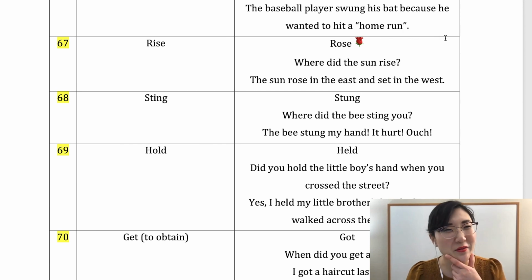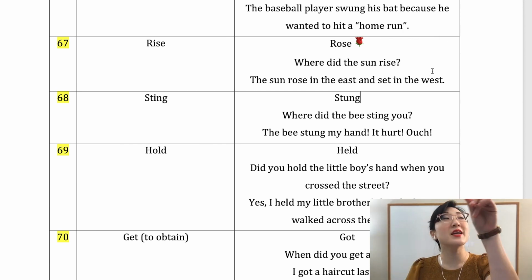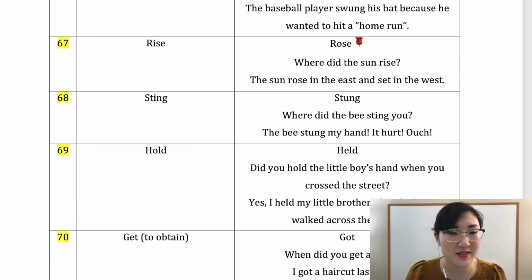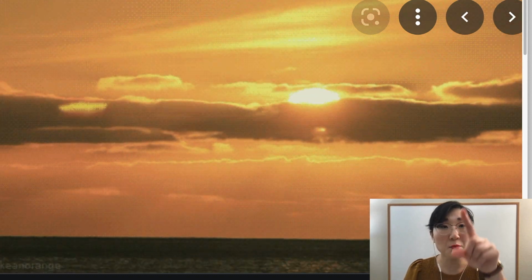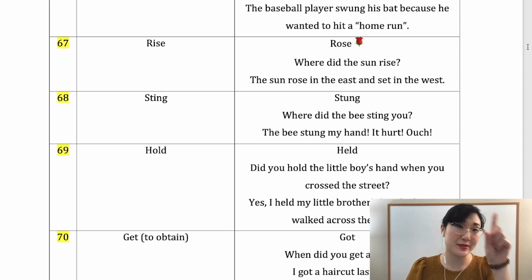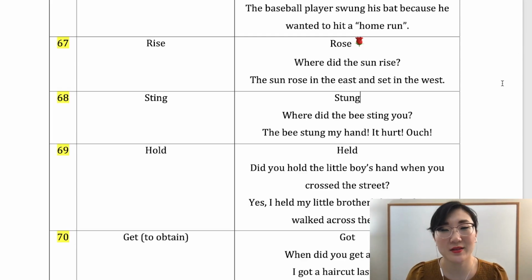All right, rise, rise, rose, like the flower rose in the past tense. Where did the sun rise? The sun rose in the east and set in the west, like this. So the sun comes up in the east and it goes down in the west.